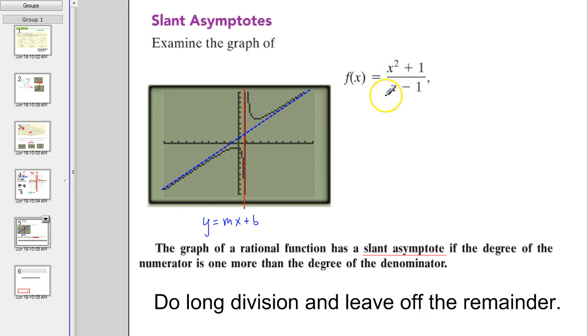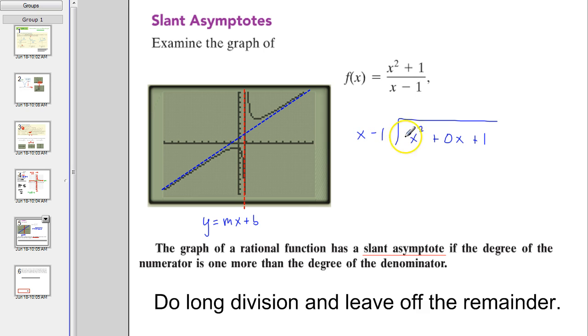Now the way we find the equation of a slant asymptote, the way I would find the equation of this blue line, is just to do long division. And slant asymptotes will only occur if the degree of the top is exactly 1 higher than the degree of the bottom. So if I'm going to do long division here, I got an x squared. Remember, there's no x term, so I need to account for that. 0x plus 1, and then an x minus 1 on the outside.